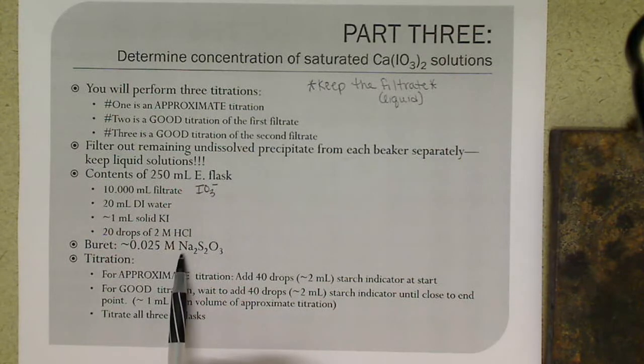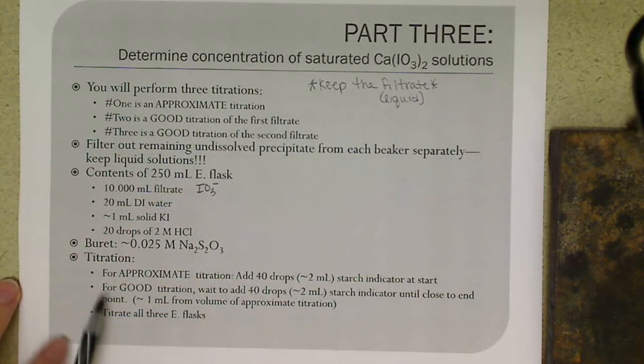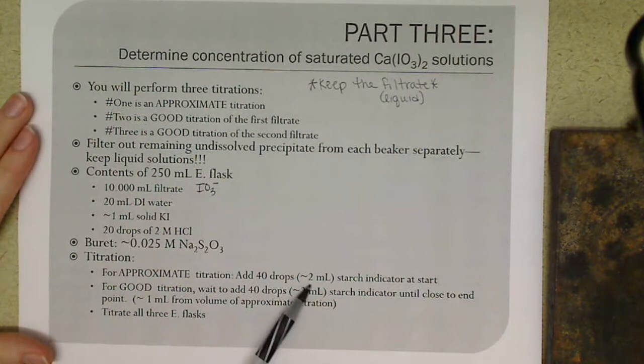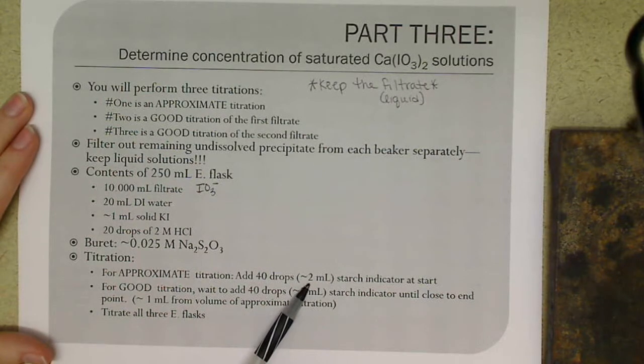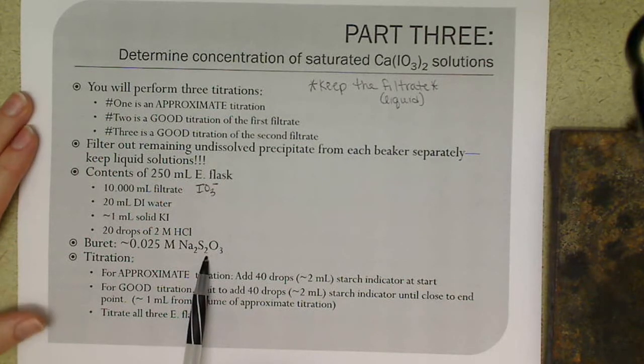Your burette still has your sodium thiosulfate, and you now know the concentration of the sodium thiosulfate because that was what we did in part 2. You're going to titrate your 3 titrations. For your approximate titration, you're going to add your starch indicator right away. So add it right away, blow your titration, see how much of your sodium thiosulfate it takes.